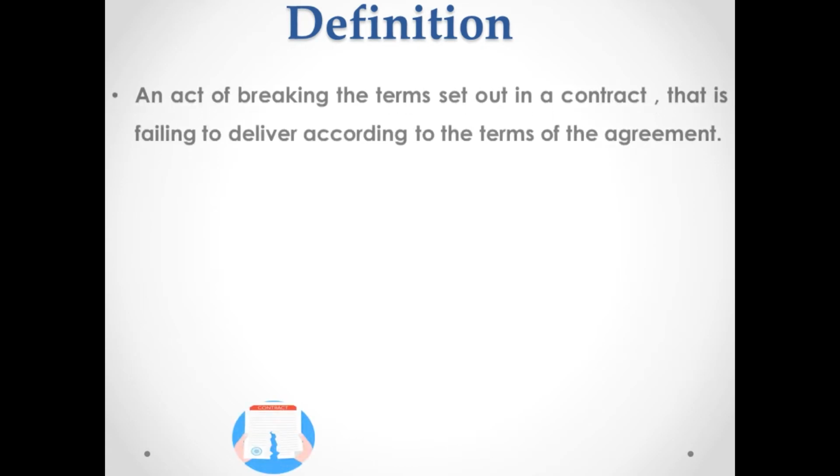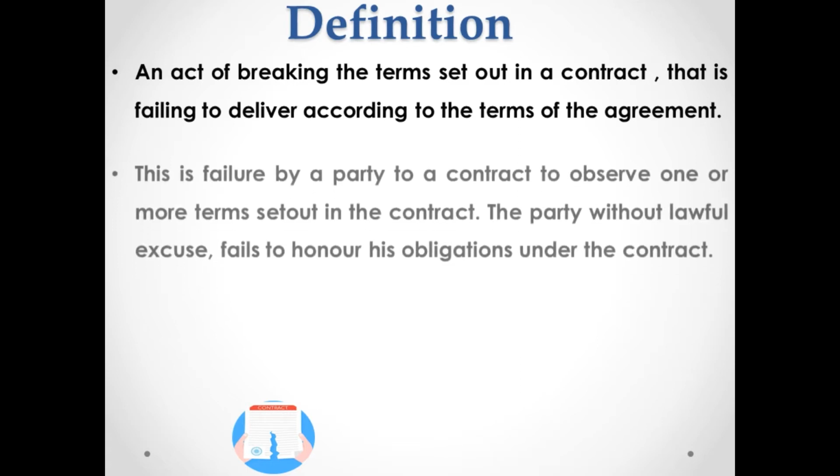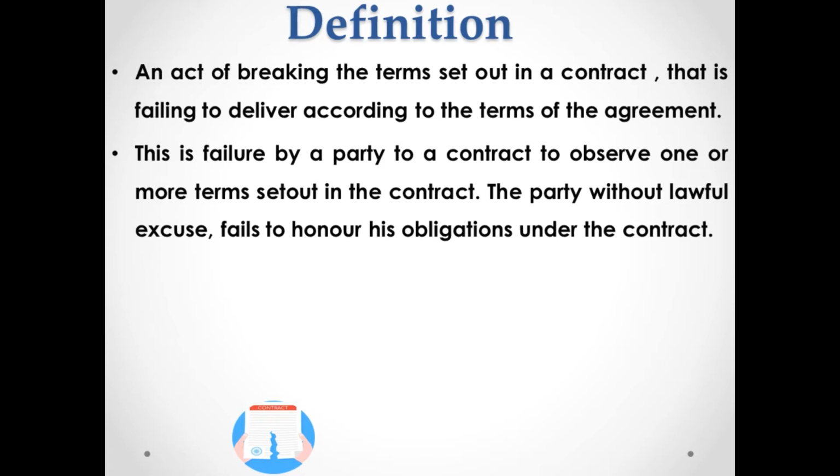First of all, let us define what breach of contract is. Breach of contract is an act of breaking the terms set out in a contract, that is, failing to deliver according to the terms of the agreement set out in the contract. A party to a contract fails to observe one or more terms set out in the contract without lawful excuse. That is, he fails to honor his obligations under the contract. That is breach of contract.